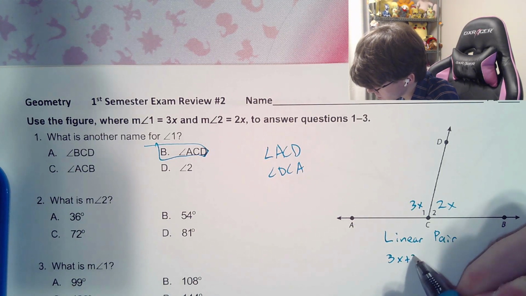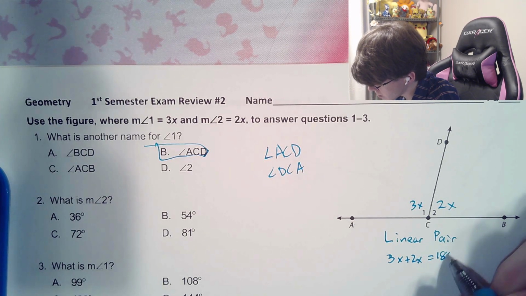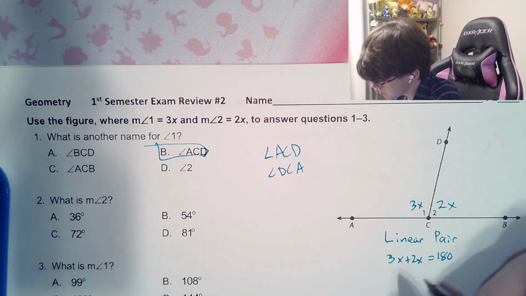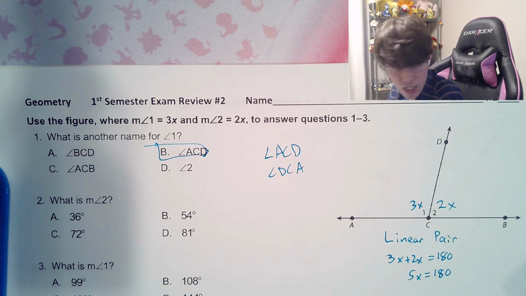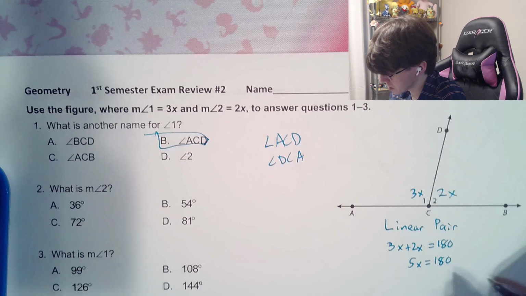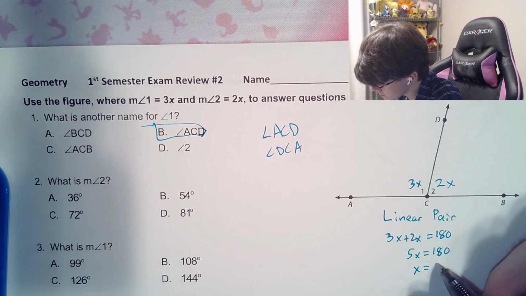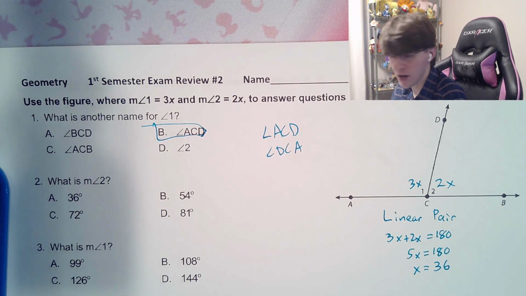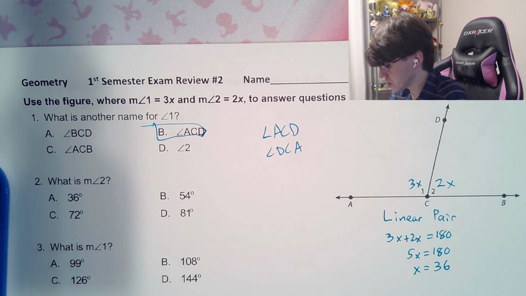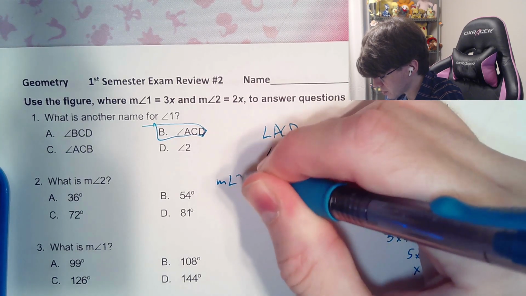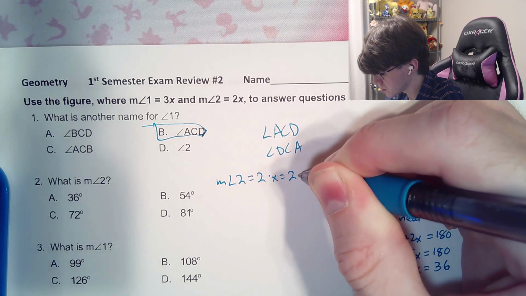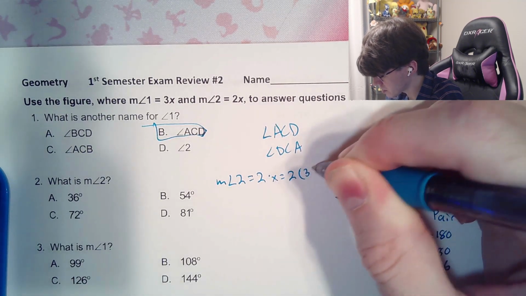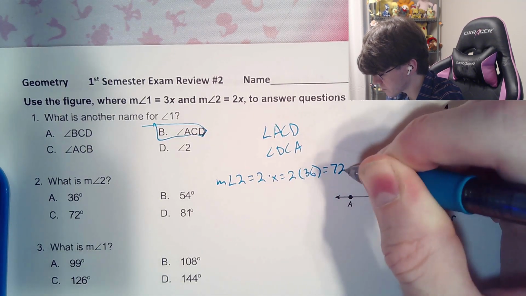So 3x plus 2x is equal to 180 degrees. 3 plus 2 is equal to 5. And if I divide both sides by 5, I will in fact get 36. However, don't be tricked. That's not the final answer to the question, because the measure of angle 2 is 2 times x. So the measure of angle 2 is 2 multiplied by 36, which is 72.